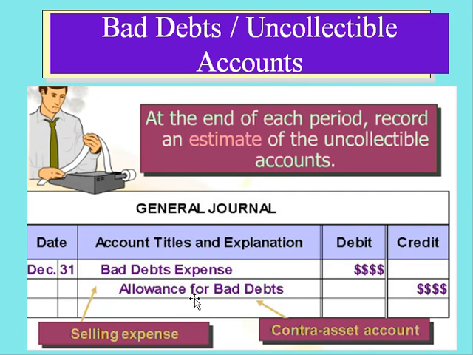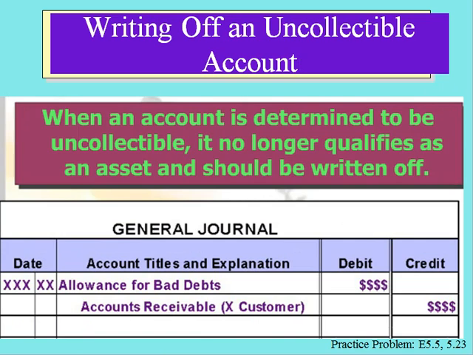Now it says here it's a contra asset account. A contra asset account is just an account that carries a balance opposite of an asset. So it will carry a credit normal balance, and debits then will actually decrease an allowance account. So when an account becomes uncollectible, we will debit the allowance for bad debts, again reducing it, and then we will credit the customer's accounts receivable account. That's how we would actually write off an account under the allowance method.